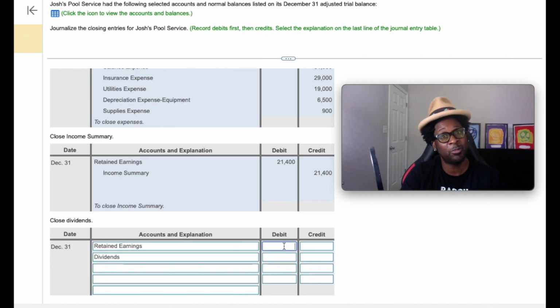Remember, gang, the normal balance for dividends sits on the debit side. So to close it out to a zero balance, we must credit it. And so our dividends for the period was $32,000. So we're going to journal that amount, check the answer.